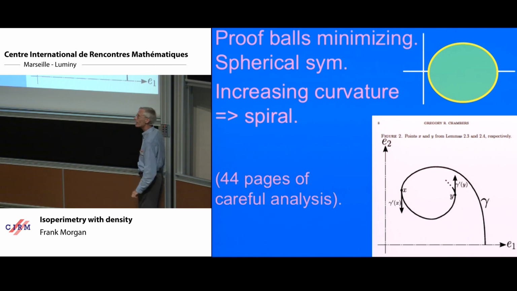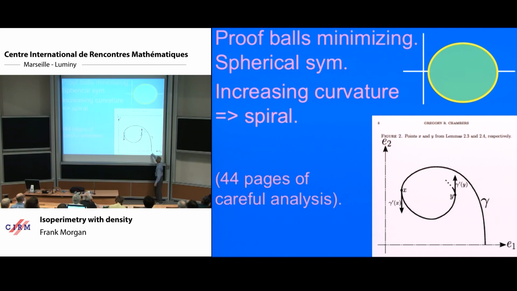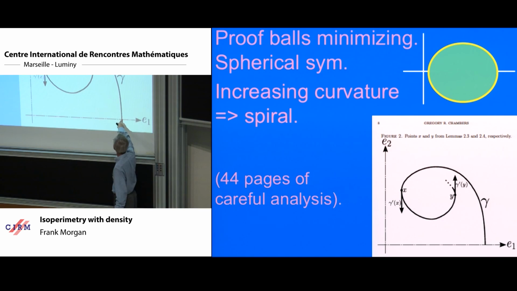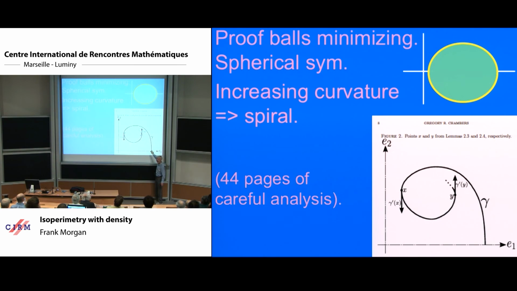And so in analyzing what this curve might look like, Chambers starts at its point farthest from the origin. Now if it doesn't stay at that distance from the origin and be a circle about the origin, it must start curving inward, so it must have greater curvature here. He was able to show, by analyzing the differential equation that such a curve would have to satisfy for equilibrium, that it would spiral inward instead of closing up in any reasonable way, and he got a contradiction like that. But it was not an easy comparison to make.